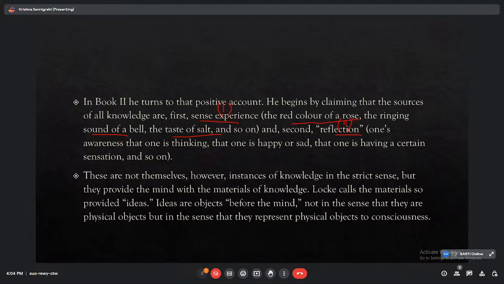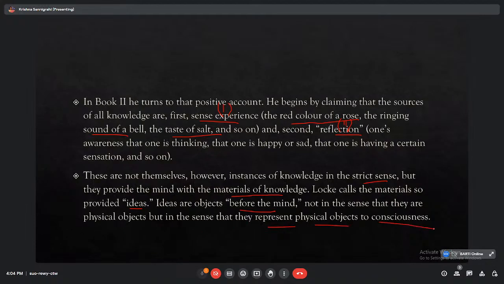These are not themselves, however, instances of knowledge in the strict sense, but they provide the mind with the materials of knowledge. So Locke calls the materials so provided ideas. Ideas are objects before the mind, not in the sense that they are physical objects, but in the sense that they represent physical objects to consciousness.